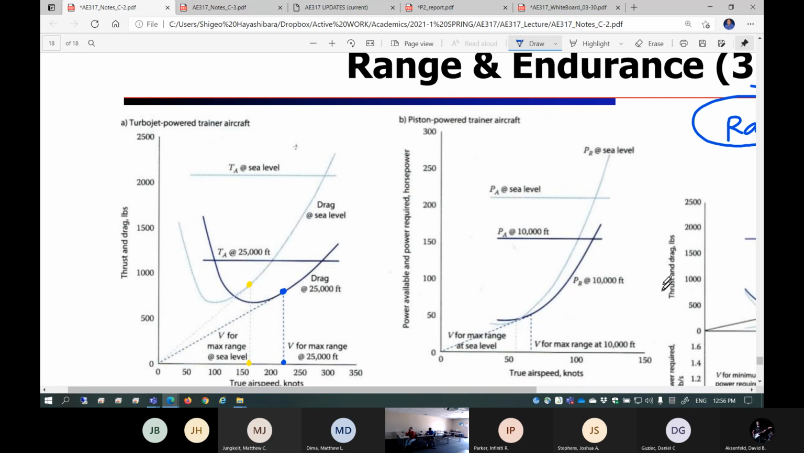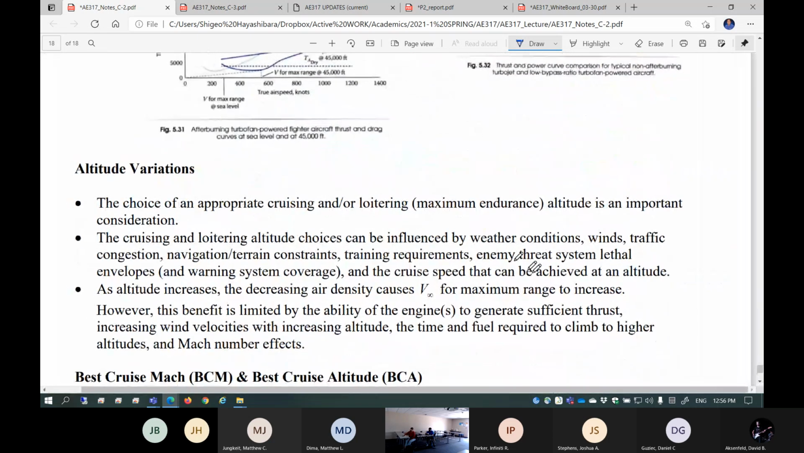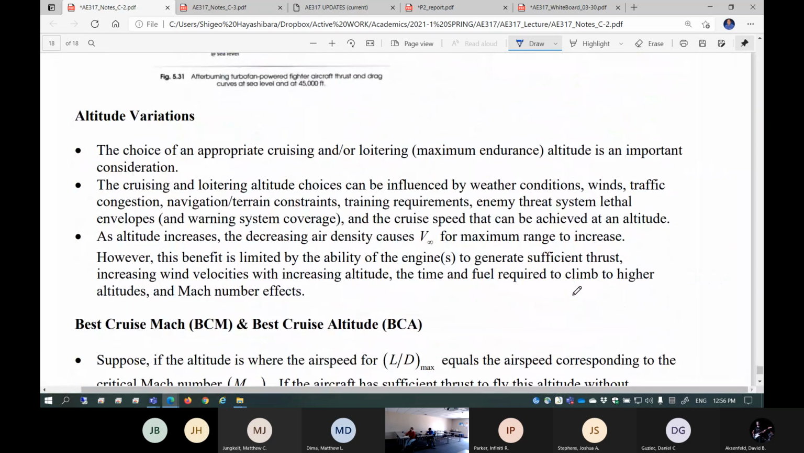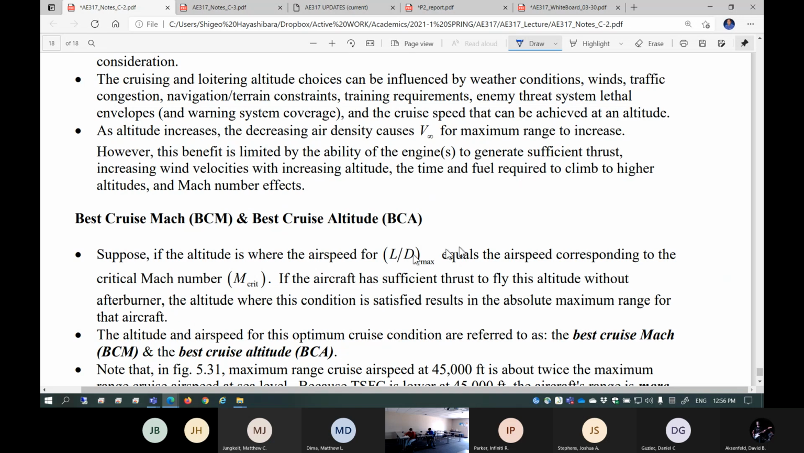So let's just summarize what I'm talking about here. By changing your altitude, you're going to change your range. Typically, if you can fly at as high an altitude as possible, you can maximize your range. However, there's a limit. The limit is that if you increase your flight altitude, you are going to fly closer to the critical Mach number for high altitude.